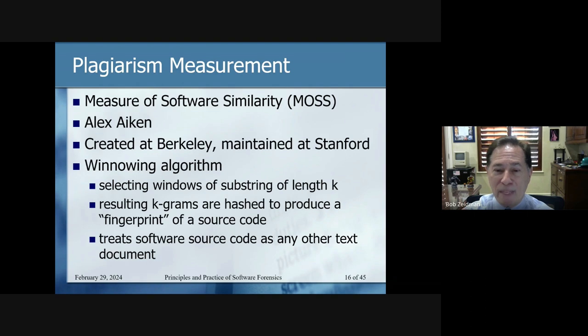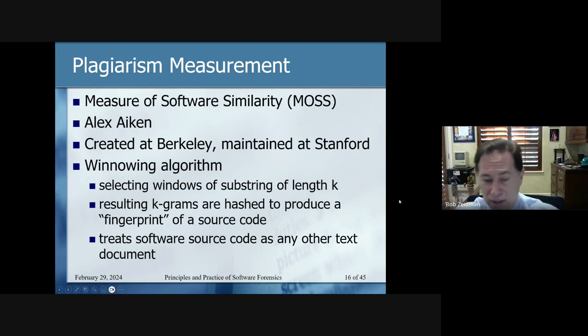Let's say it has a length of k, so if k is 12, it would look at 12 characters at a time. It would create a hash of those 12 characters, and in that way he would create a fingerprint. He would slide this window along the code and create what he called a fingerprint, and then programs that had the same fingerprint would be identified as plagiarized or similar fingerprints. And his MOSS application treats software like a text document. It didn't matter whether it was software code or some other kind of text, really.